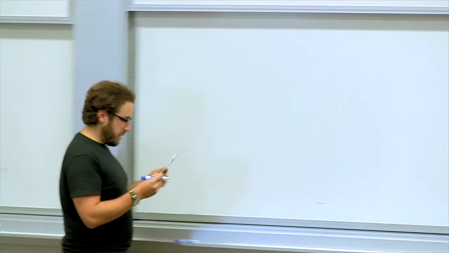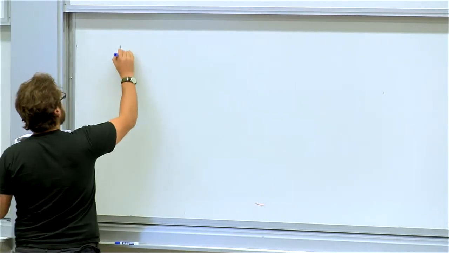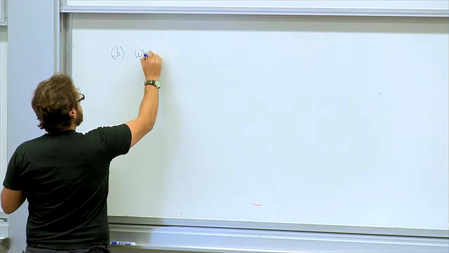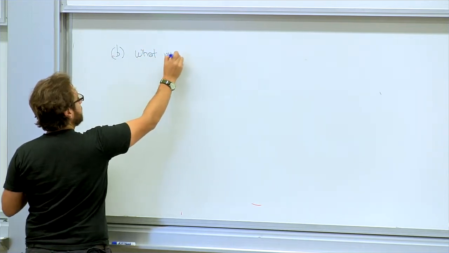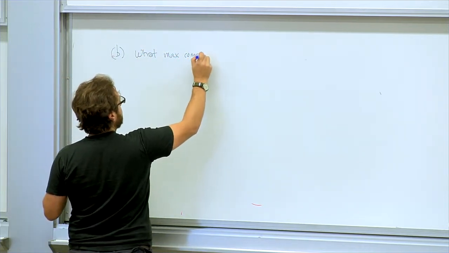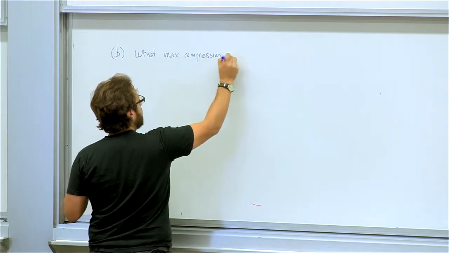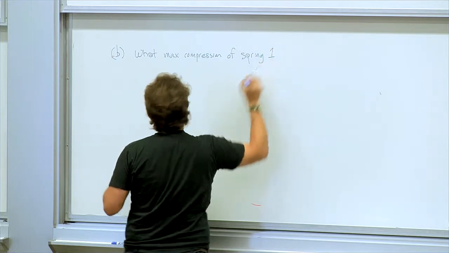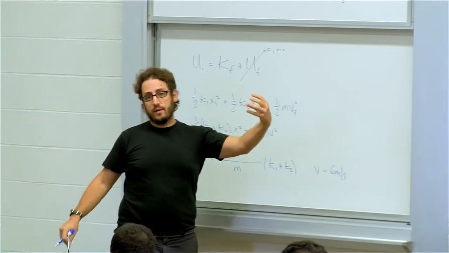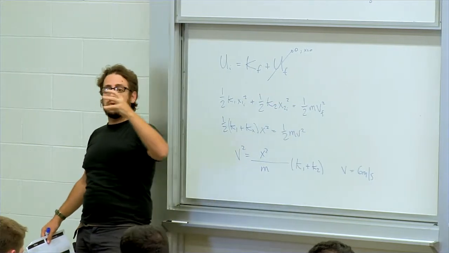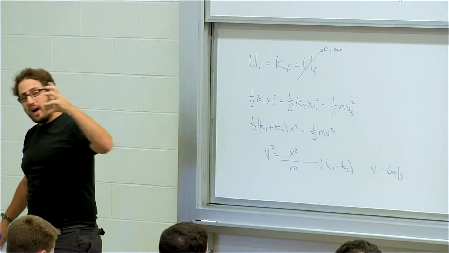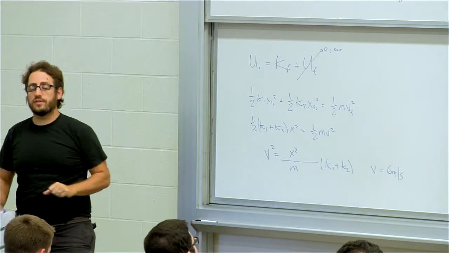Now there's a second part of the problem which says, what is the maximum compression in distance of spring 1? We started out compressing spring 2, and now it's going to get kinetic energy, go through the equilibrium point, and then start to compress spring 1. The question is basically, how far is it going to squish spring 1 before it stops?